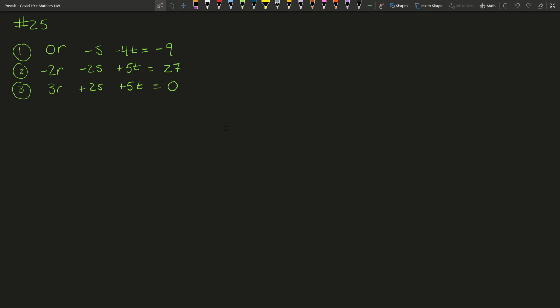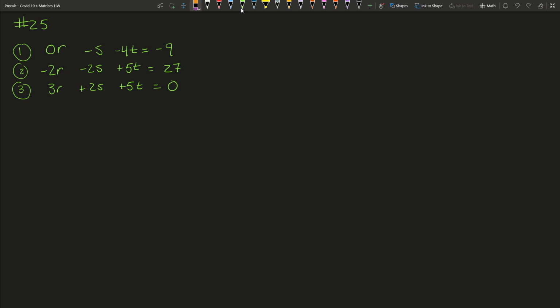So number 25, this is the problem. I think originally there is no 0r here. It's just negative s minus 4t is equal to negative 9. You have to make sure, in order to do this right, to add that 0r so there's a placeholder. That 0r has to be there. And we're going to solve this using elimination. So I'm going to choose to eliminate s. You can eliminate r, you can eliminate t. That's okay. Right now I'm going to choose to eliminate s.